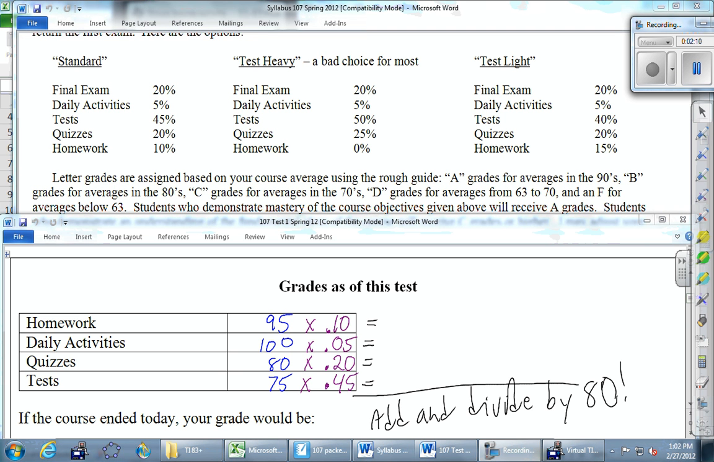Then change it to test heavy if you're thinking of going that route. Try test light if you're thinking of going that route. You'll get three different current averages. You need to take those numbers and also think about how you are willing to spend the rest of your semester studying, preparing, and doing homework or not. Then on Wednesday, you're going to come in and make a choice as to which of those options is best for you. Any questions about any of that? Eliza, did that answer your question about the dropping?